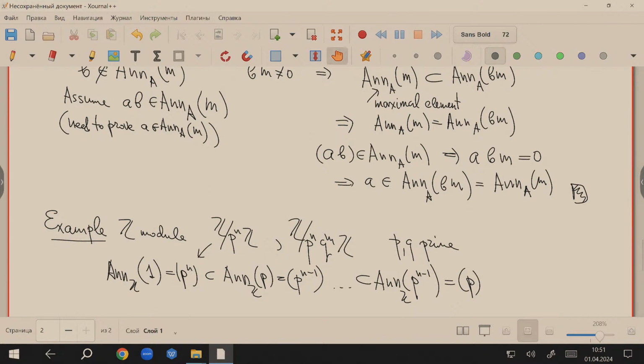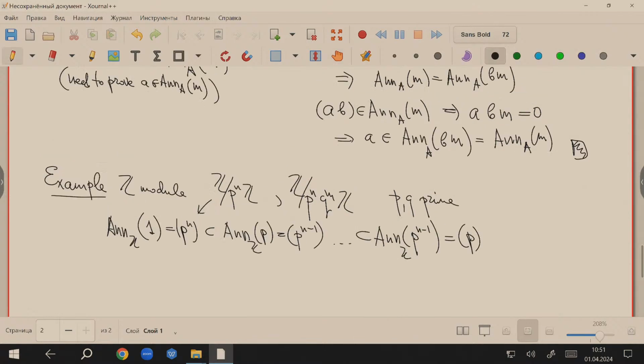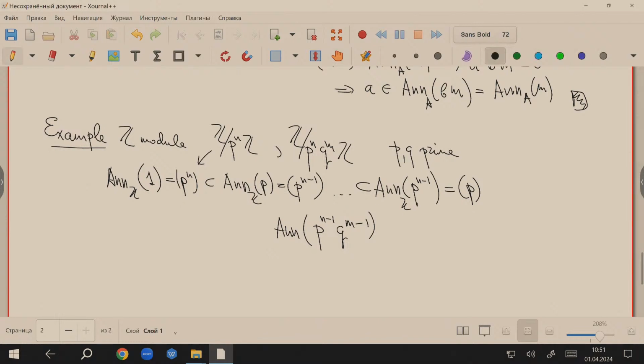And also, you can do the same trick in Z mod P^n times Z mod Q^m. You can multiply by several elements. You can start with a unit and start multiplying it, and then you will stop at the following: you can take the annihilator of P^(n-1) and Q^(m-1). So what is the annihilator of this thing?